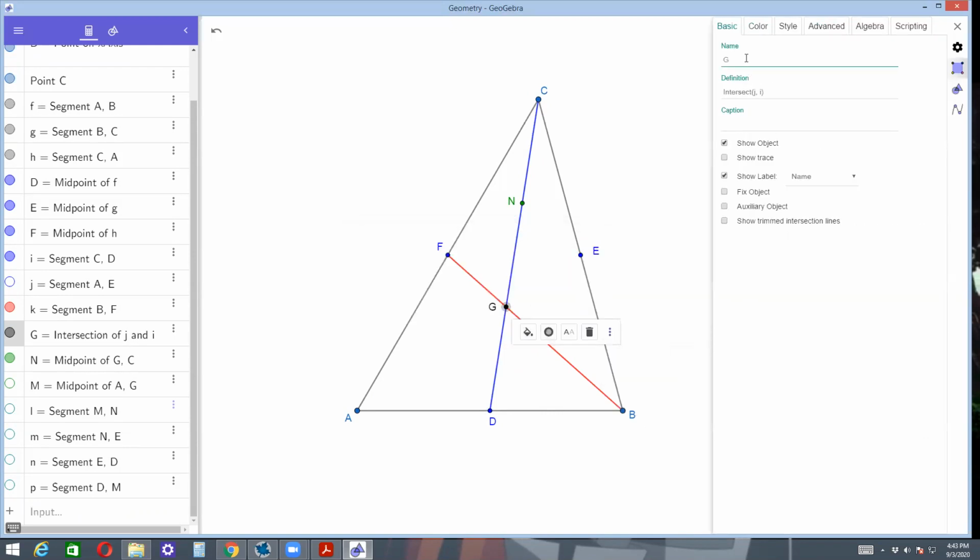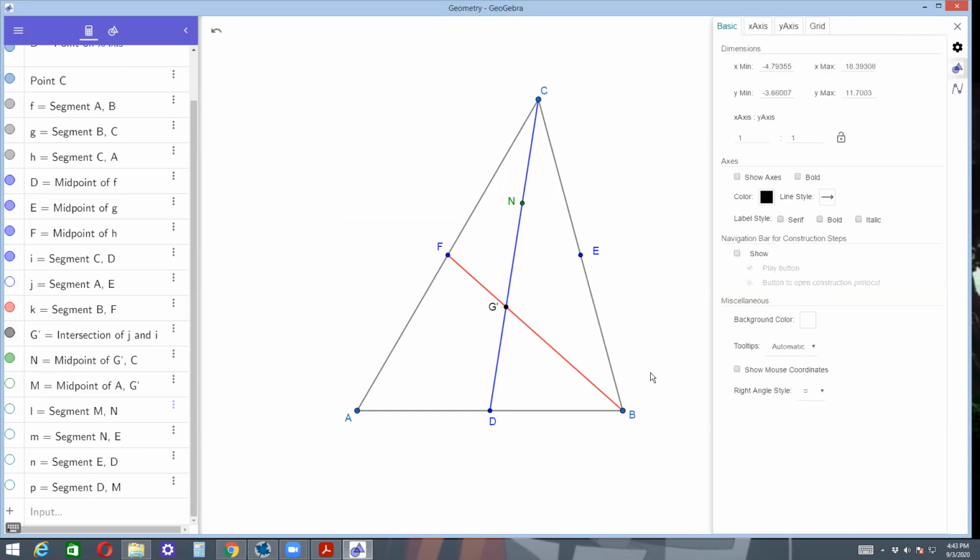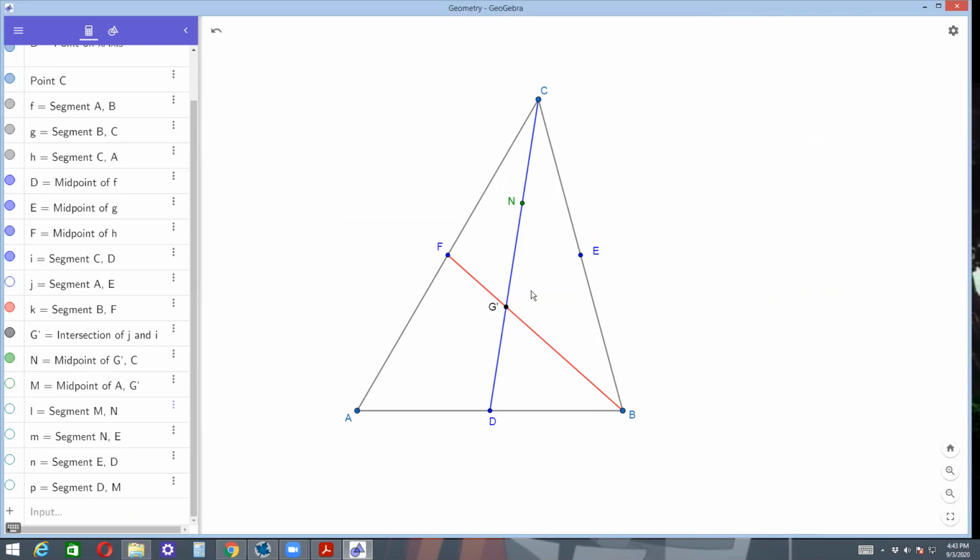Let me call it G1 or G prime. The key here is you can't assume it's the same point G, because you're trying to prove that all three are concurrent. So if I take this one and intersect it with this one, which I didn't have before, then I can't call it G anymore. I have to call it something else. So I'll call it G prime. Now we can go through the same analysis we did before by defining the midpoint of BG prime and then constructing the quadrilateral, showing us a parallelogram, and showing that G prime lies 1/3 the way up DC.